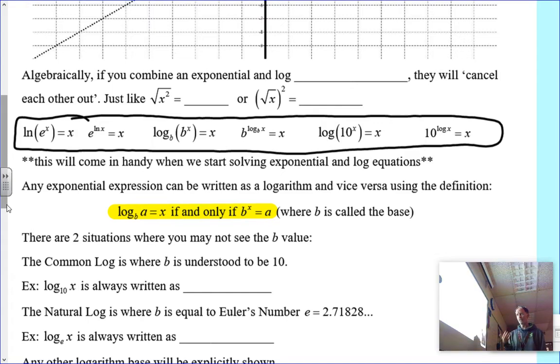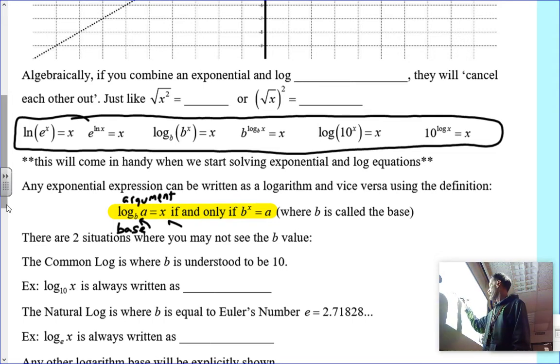Okay, so a little bit of vocabulary here for you. We do call b the base, and notice on both sides of the definition, we have 3 letters: there's a b, an a, and an x, right? So the b is the base because it's the base of the exponential. We call a the argument. And then x is the exponent.